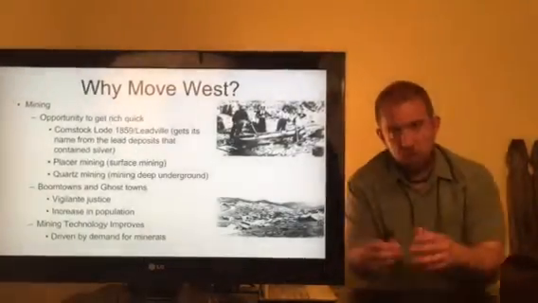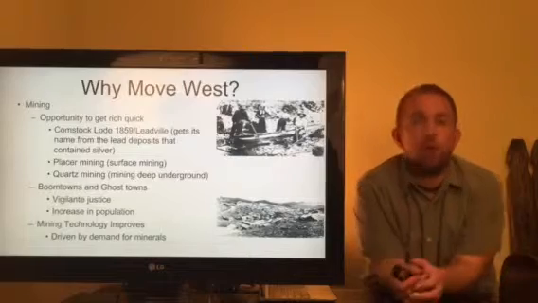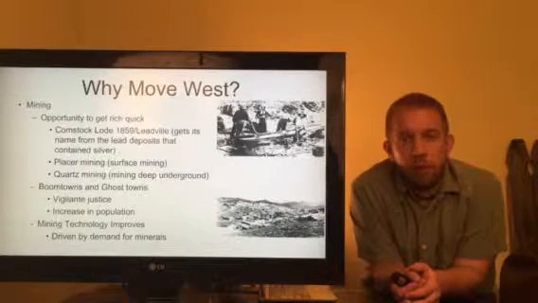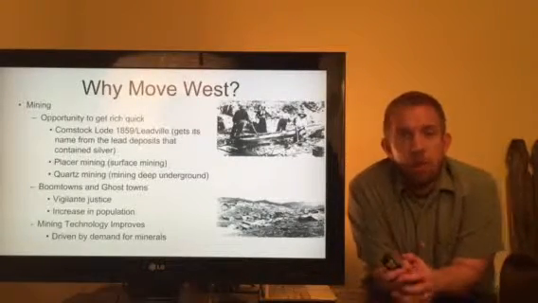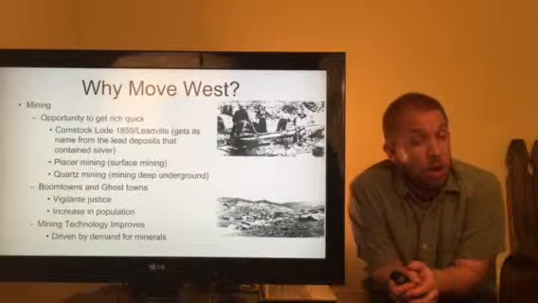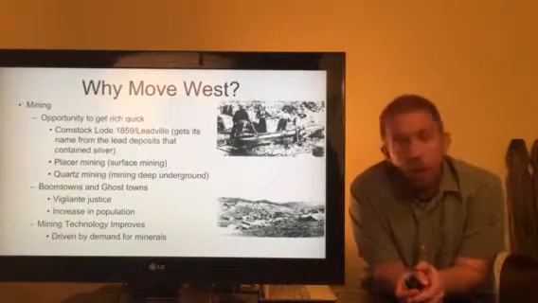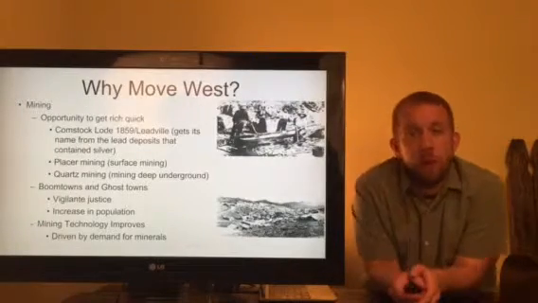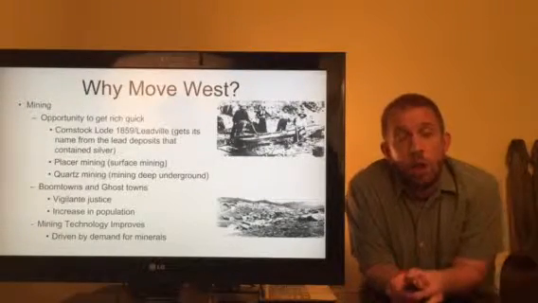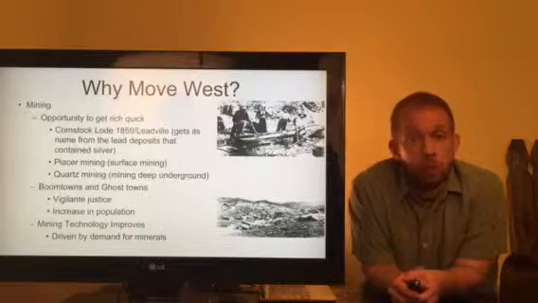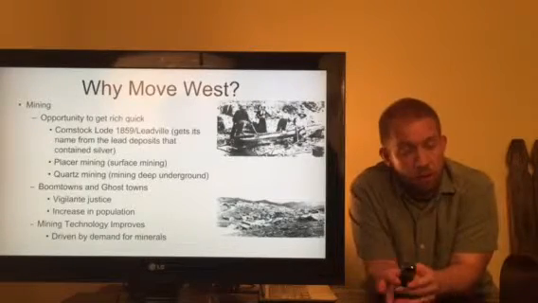And quartz mining is where they're digging deep shafts into the ground. Quartz mining got its name because wherever they found seams of quartz, they would often find gold or silver nearby. So that's how it got the name quartz mining. Once people started moving to an area, when they found gold, they would set up what is called a boomtown. So this is key for the test.